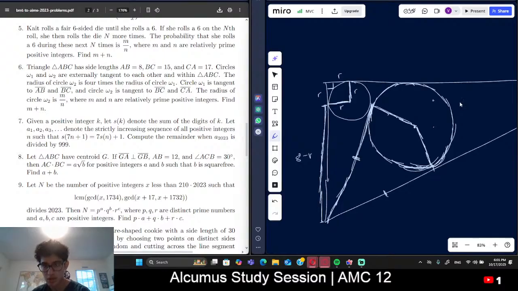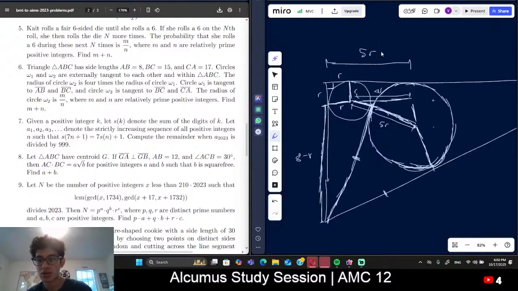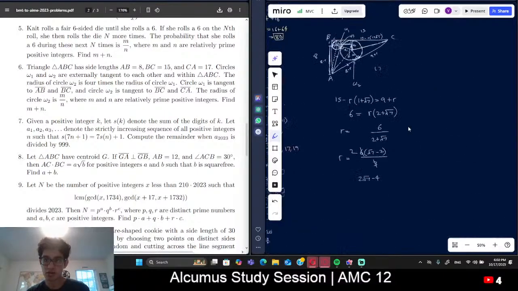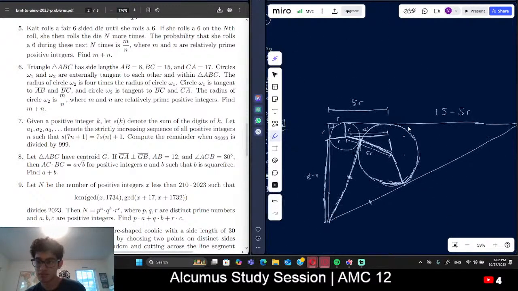So let's try. We know that these are tangent as well, so this will be indeed r. Oh, wait, I'm dumb, right? So this is r, this is 4r. So I think that's a mistake that I made. This is going to be 5r, and this is going to remain 3r. So this part is now 4r, meaning that this part is now 5r. And so this part over here will be 15 minus 5r. And that's going to be equal to what? What did we have earlier? We had 9 plus r.